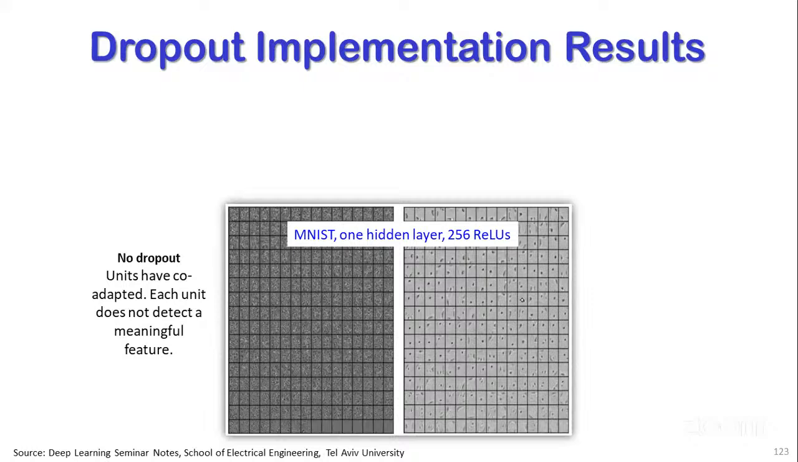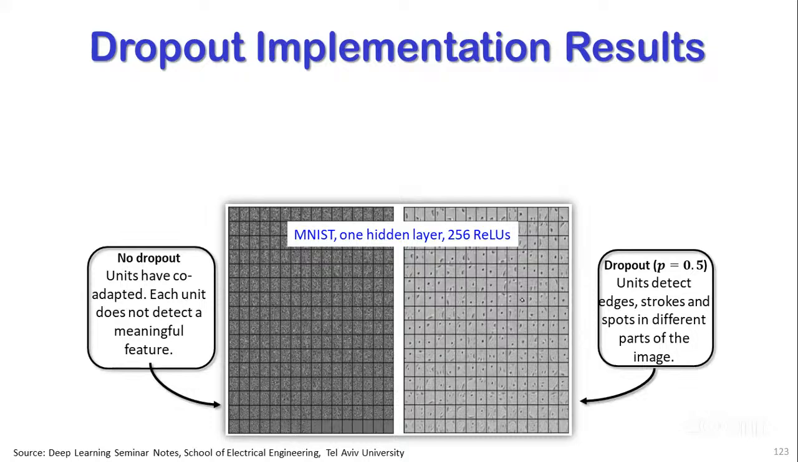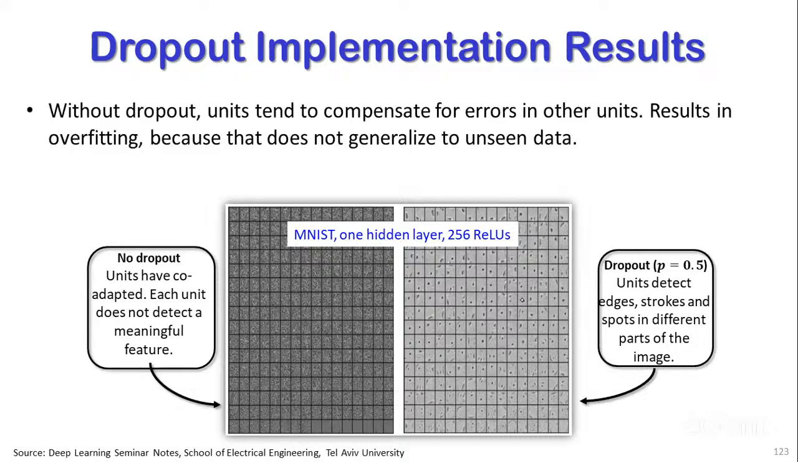Now how does this dropout affect the result? These are the experimental results shown here, on the MNIST data set. You can see without dropout, this is the scene, and with dropout, this is the scene. I showed you an example yesterday, that at each layer you are learning something. So let us say you are learning edges. Here you are able to learn, right? This is the result when you are taking dropout probability as 0.5. Here your units are able to detect the edges, strokes, spots in different parts of the image. But here this is not, right?